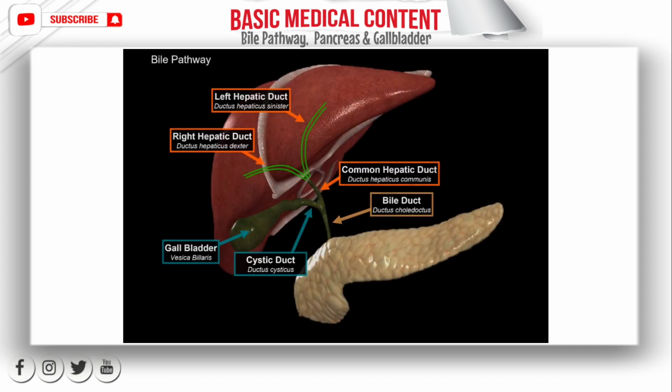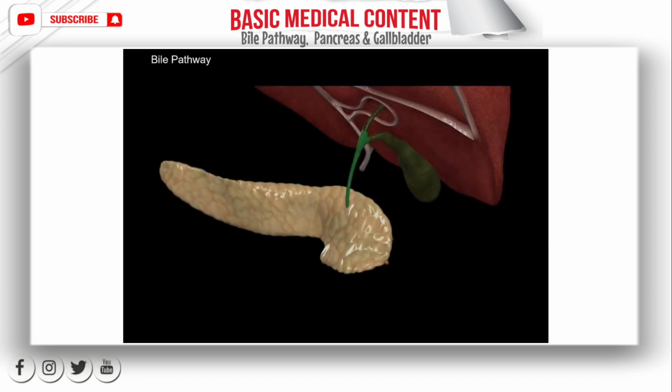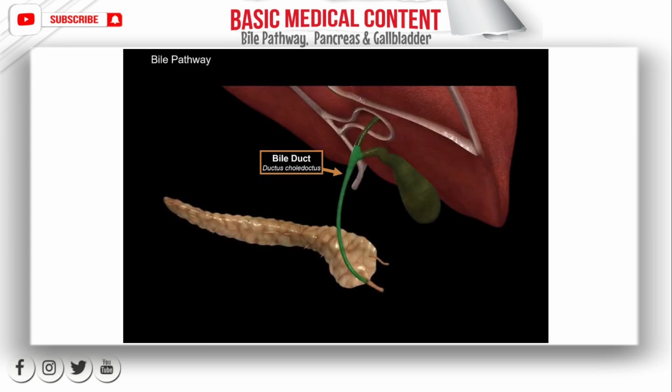So if you go back to this picture again, we know that the common hepatic duct and the cystic duct unite and form the bile duct, or the ductus choledochus. So now I want to focus on this a little bit. So the bile duct is here. It goes behind the superior part of the duodenum and the pancreas. So let's remove a part of the pancreas so that we can see them better.